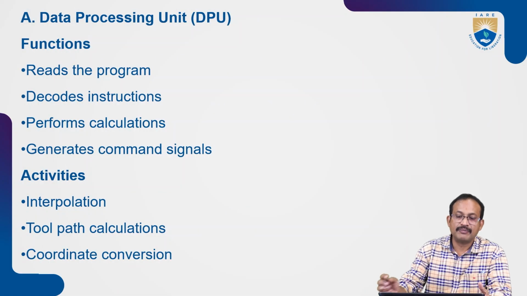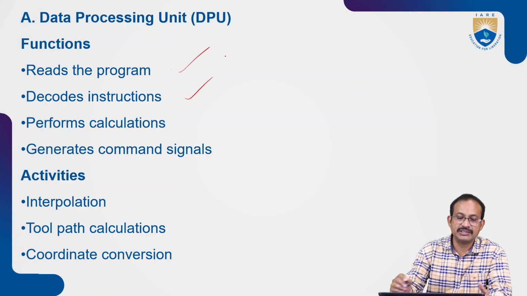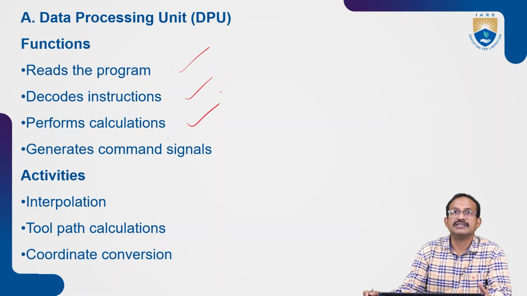Okay, a data processing unit. What are its functions? Reads the program, decodes instructions, performs calculations, generates command signals. So the functions of data processing unit: reads the program, decodes instructions, performs calculations, generates command signals.